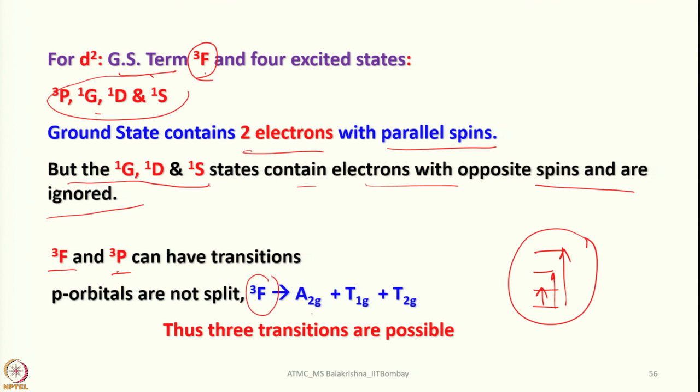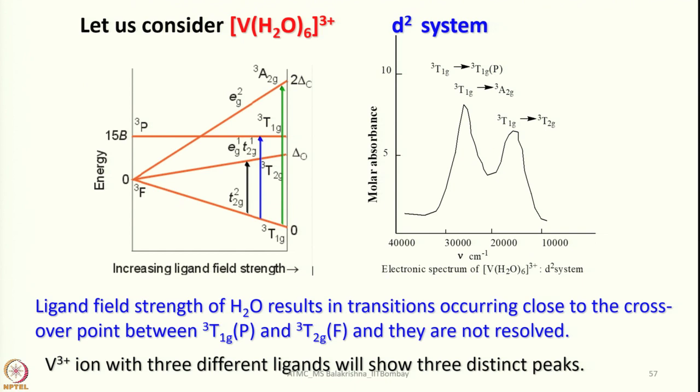So, now let us consider the hexaaqua vanadium 3 plus complex. Here we are expecting 3 transitions and it is a d2 system, but if you look into the spectrum, it looks like only 2 transitions. Why is that happening? The ligand field strength of water results in transitions occurring close to the crossover point. So, we are introducing another term called crossover point. I shall explain that one later.